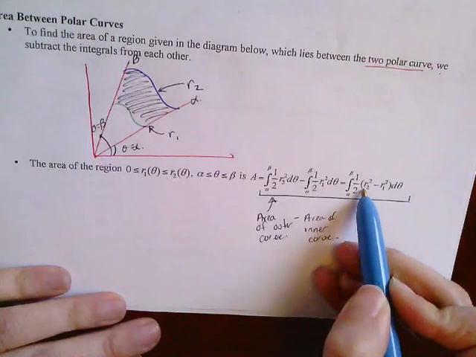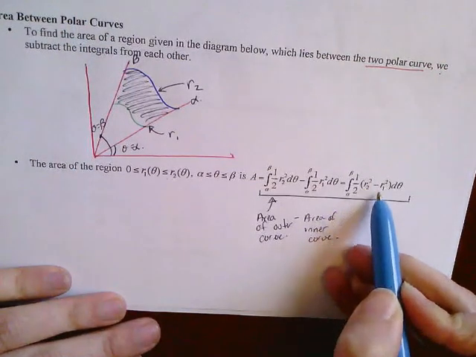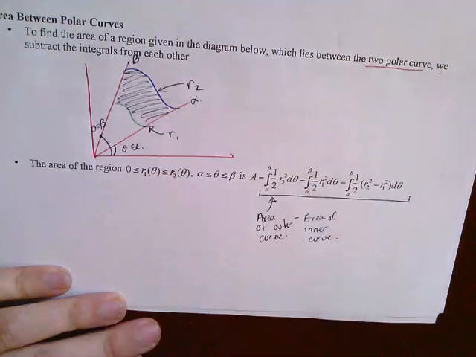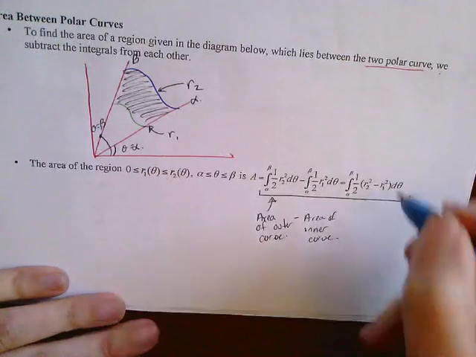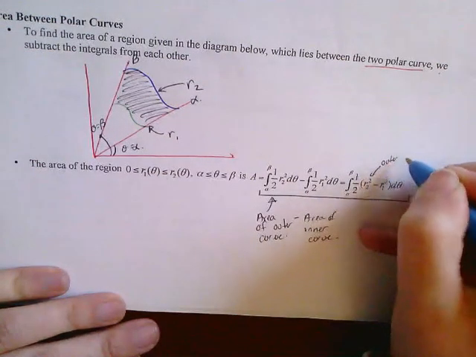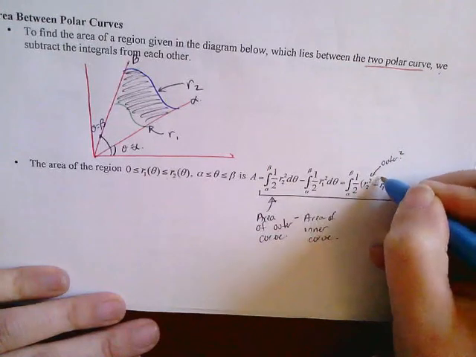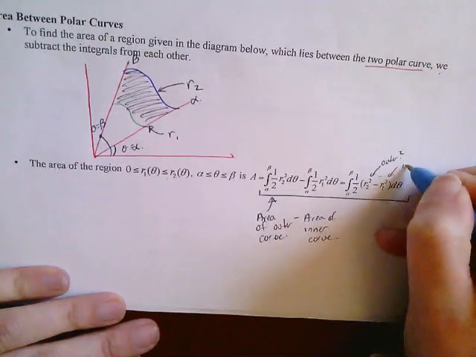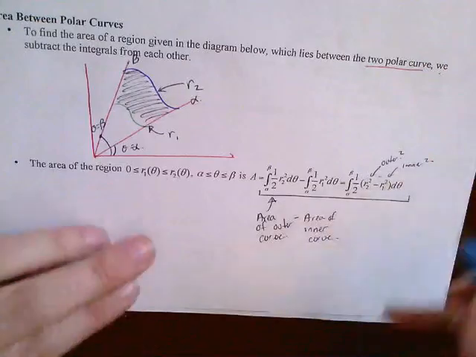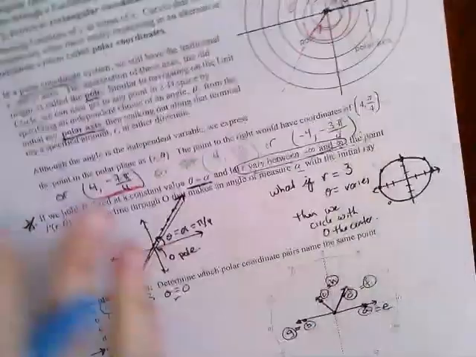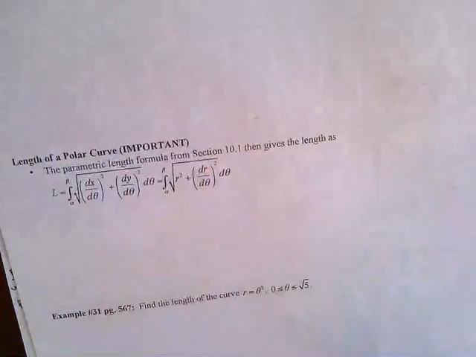So, two ways to do this, whichever one you like best. Just remember that it's going to be the outer squared minus the inner squared. Alright, let's do some examples. So let's find the area of the region inside of the circle.